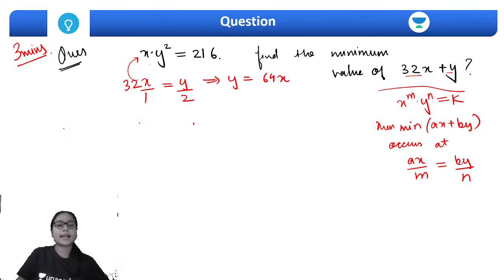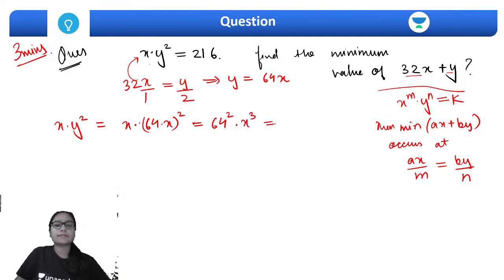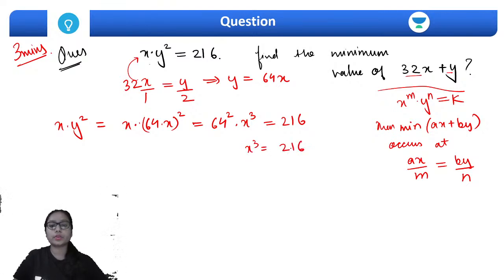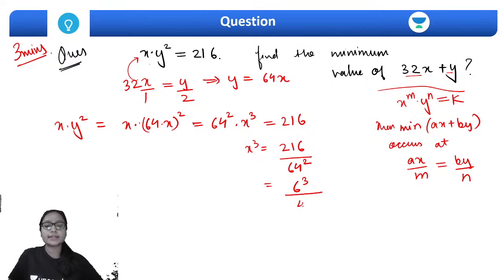So I can write x into y square as x into 64x whole square. So this is equal to 64 square into x cube, and this value is equal to 216. Please simplify this and tell me what would be the value of x. So this is 64 square, so now this is equal to 6 cube upon, now 64 square is, 64 is actually 4 cube. So I can write this this way.